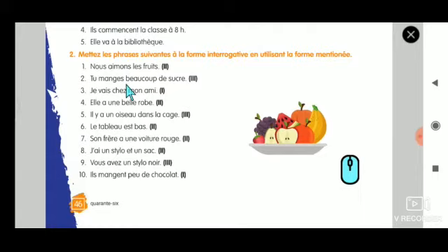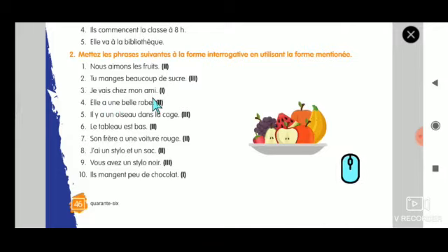Now this is one of the important exercises. Okay. Write and practice. Nous aimons les fruits. Now we have to use only type 2, not type 1 or type 3. Nous aimons les fruits. So type 2 is est-ce que. Est-ce que nous aimons les fruits? Question mark. Now this is type 3. Tu manges beaucoup de sucre. Inversion. Manges-tu beaucoup de sucre? Question mark.